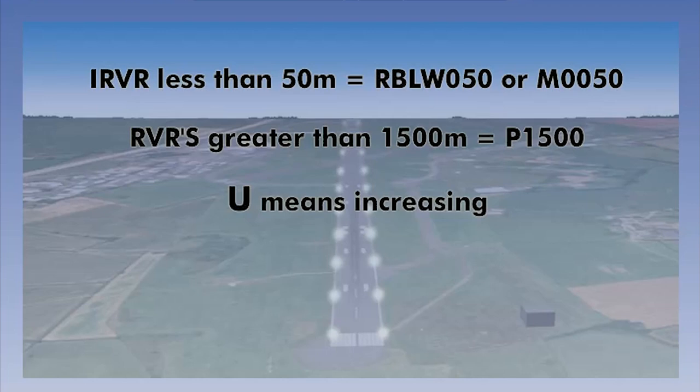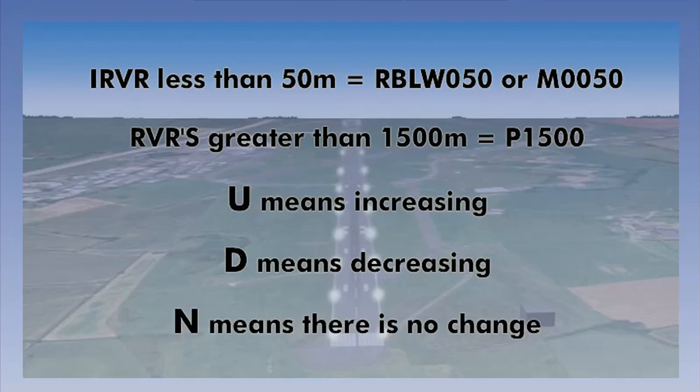U means the visibility has increased over the last 10 minutes. D means it has decreased. And the letter N is used if there is no change. The letter B should be included if there are great variations in the measured visibility.